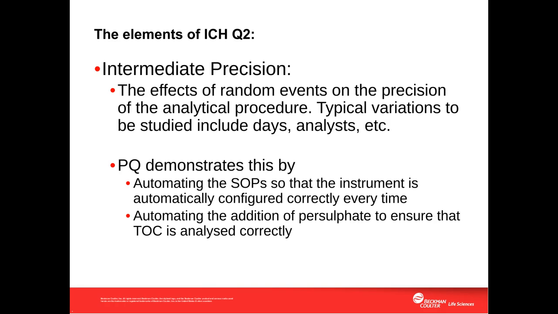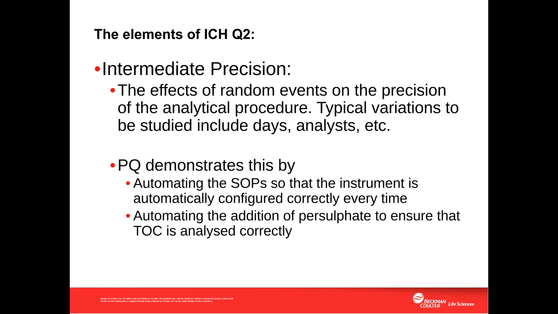Okay, moving on to intermediate precision. Now this is an interesting one, and it really looks at the effects of random events on the precision of the analytical procedure itself. So it's looking at typical things to study, such as time of day, temperature, but also the technician or analyst who's using the TOC analyzer as well.